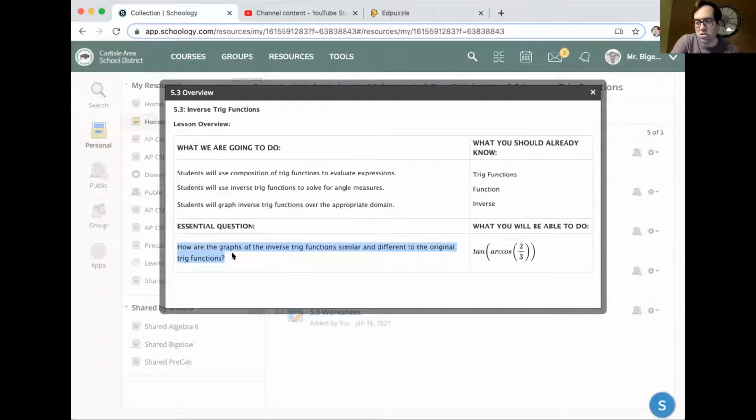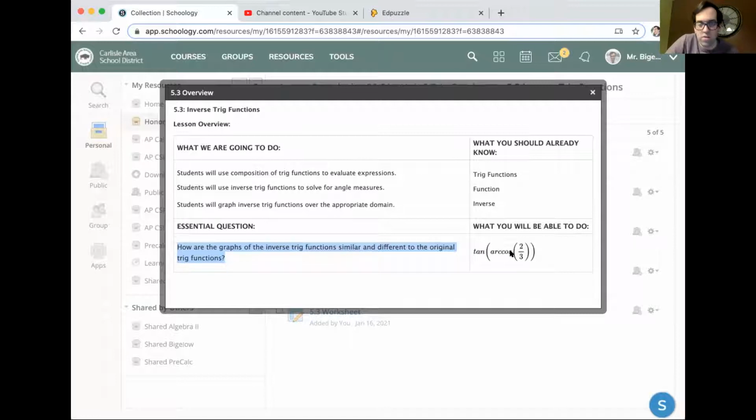But the inverse trig functions are different. That's when we actually switch the position of x and y in the function. We'll talk about that more today. But we represent that, as you see over here, if you ignore this tangent, in the what you will be able to do box of this chart.